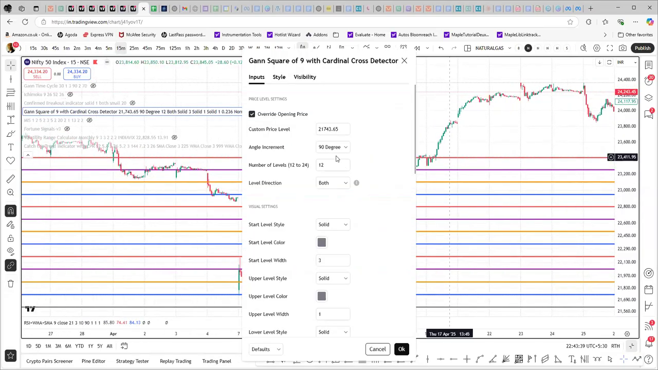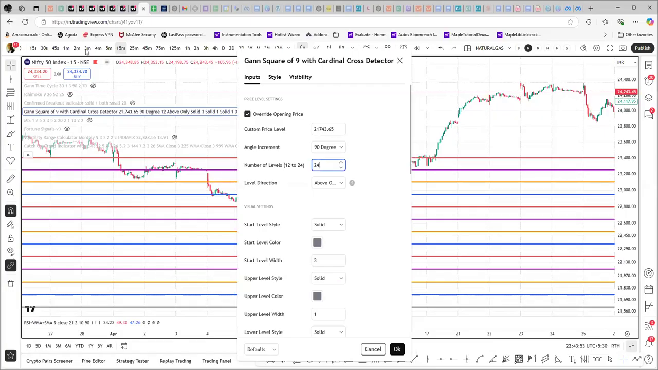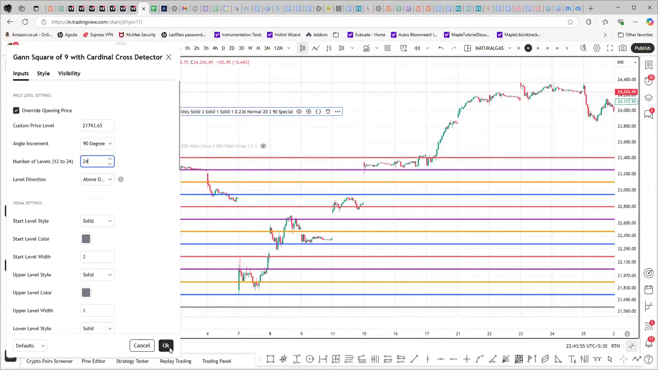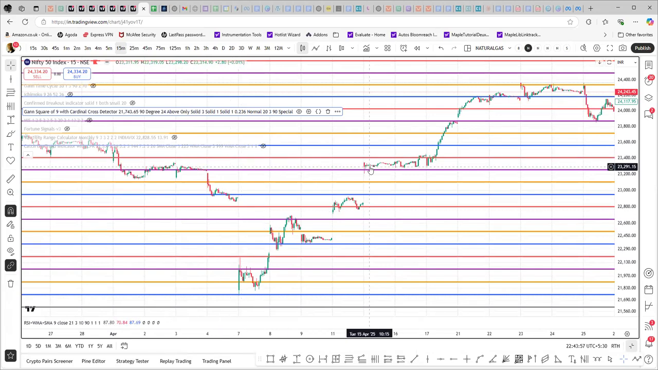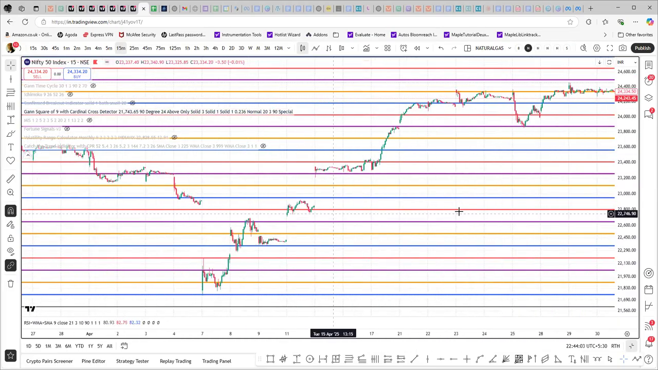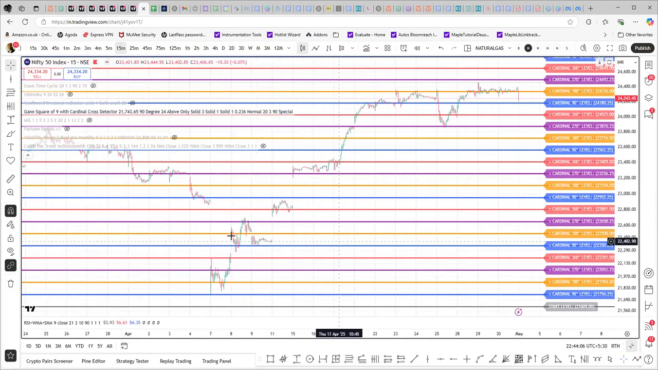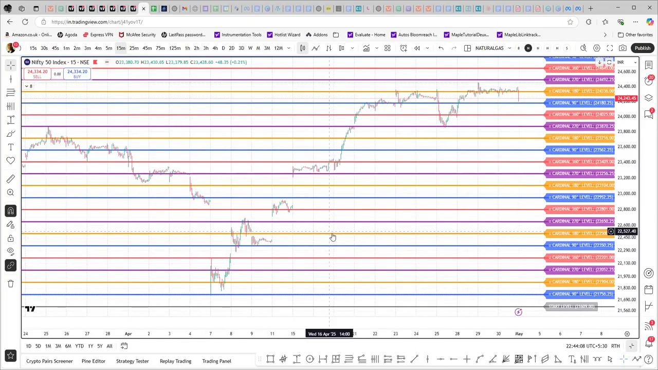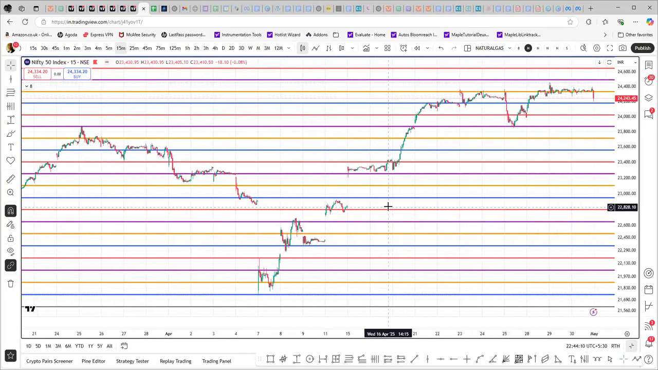If you want, you can increase the number of levels. Since I started from the low, I want to plot only the levels above the low, and I want to extend it to 24 levels, because I need a broader range. Nifty showed a highly volatile range, so I am just extending. So I am starting at the low and extending the levels upwards. These are the basic settings you need to keep in mind, and with these settings, we can start to trade.